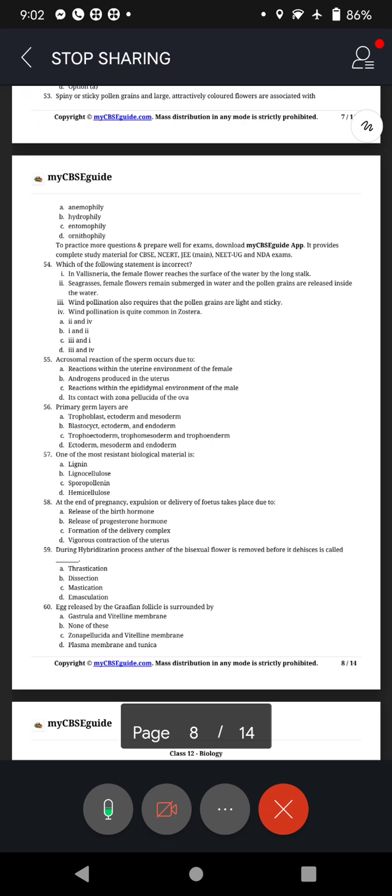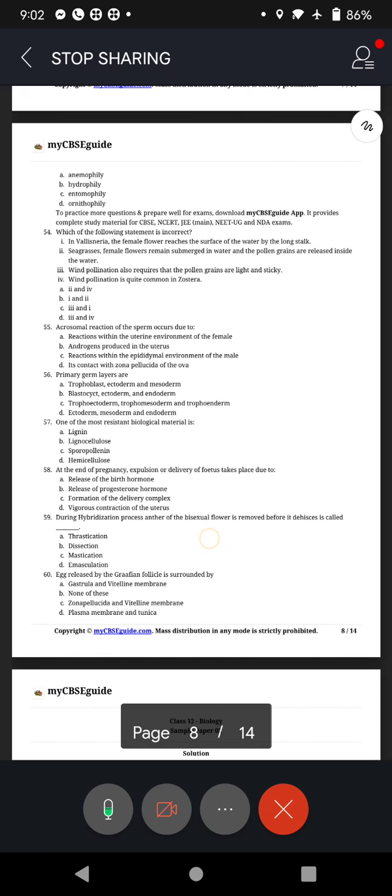Next, question number 59, as we guessed, emasculation. I said anther is masculine. So, you are removing the anther, means emasculation. Hybridization is the process to develop hybrid plants with the desired characters. In the bisexual flower, the stamen is removed with the help of forceps to avoid self-pollination. This method is called emasculation. When you come back to school, all of you will be doing this emasculation experiment individually.